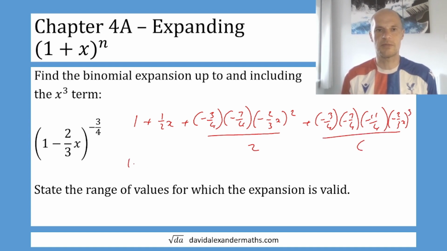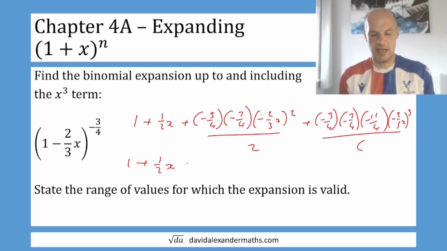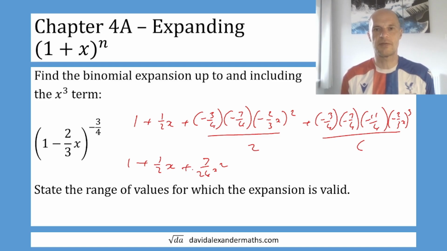So the first two terms are sorted. So 1 plus 1/2 x. So what I'm going to do now is 3 times 7 times 2 times 2, divide by 4, divide by 4, divide by 3, divide by 3, divide by 2. So that is 7 over 24 x squared, and that is 1, 2, 3, 4. That's 4 negative, so that's positive overall.